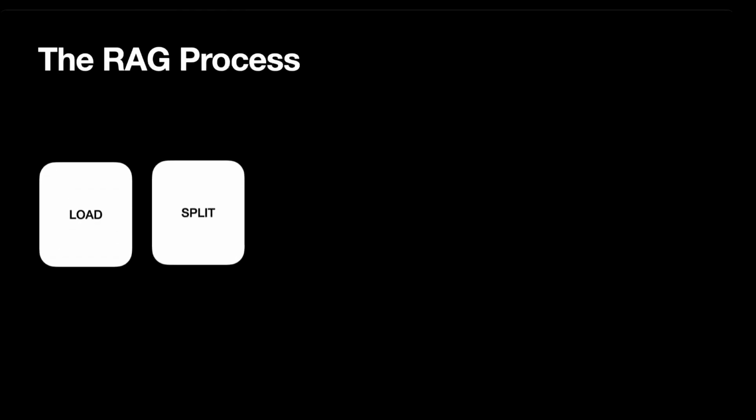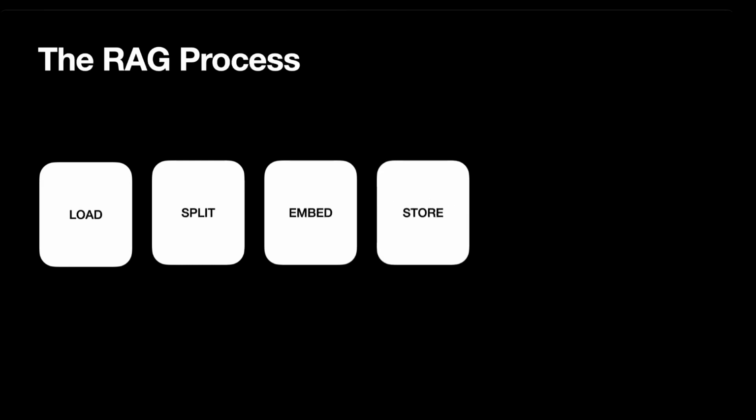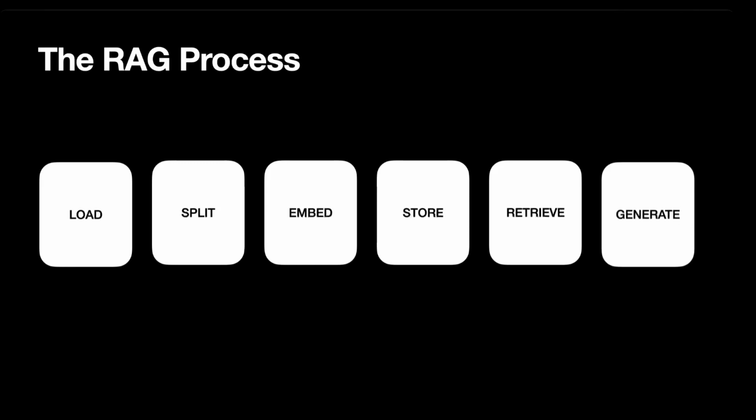So the process of building a RAG app takes 6 steps. Step 1, load. Step 2, split. Step 3, embed. Step 4, store. Step 5, retrieve. And step 6, generate. So we're going to go through each of these 6 steps, then we're going to hop into some code and build our own RAG app.